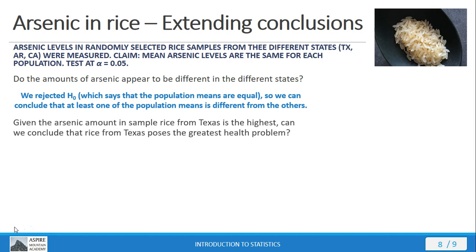So given that the amount of arsenic in the sample rice from Texas is the highest, can we conclude that rice from Texas poses the greatest health problem? What say you?